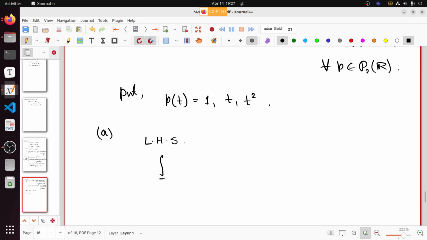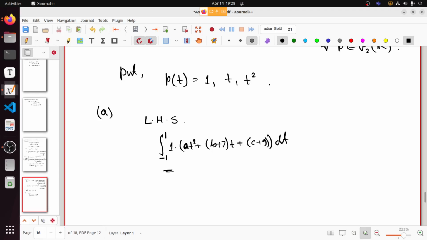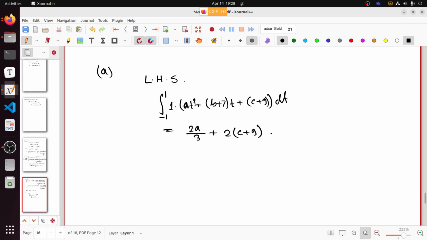On the LHS it is minus 1 to 1, so this will be basically 1 into a t square plus b plus 7t plus c plus 9 dt. So if you integrate, what will we get? We will get 2a by 3. This is an odd function, minus 1 to 1 it will be 0. Then 2 into c plus 9, right? So this we will get, and what will be the RHS?